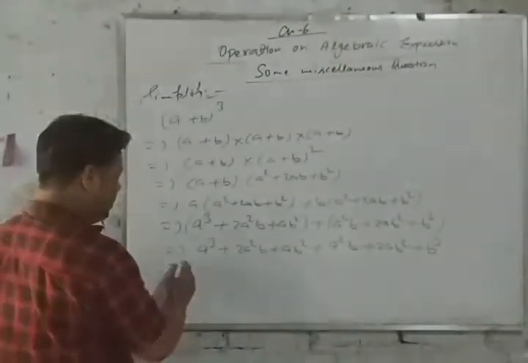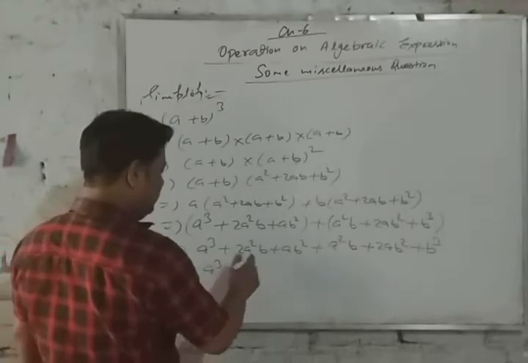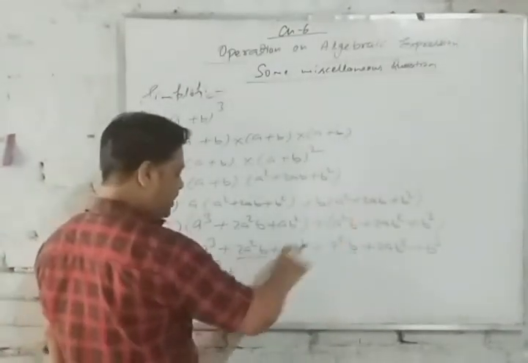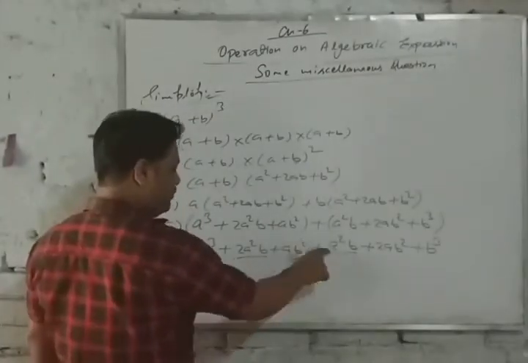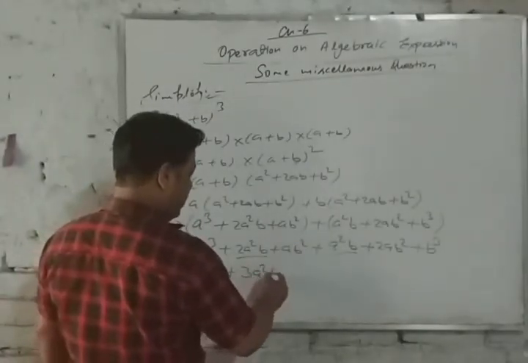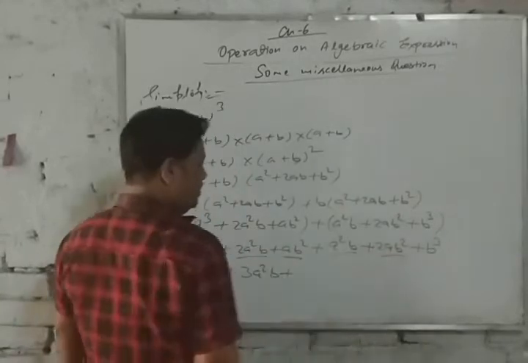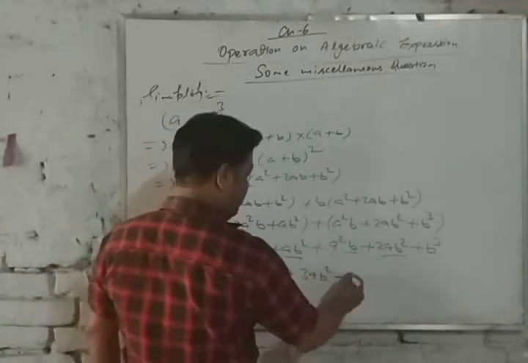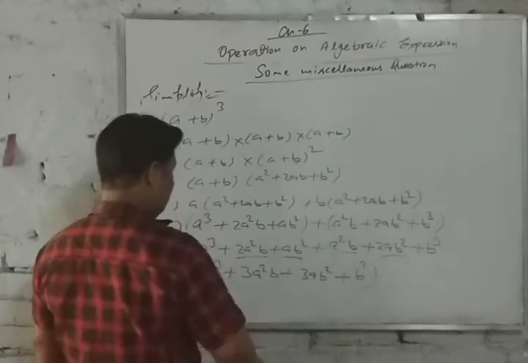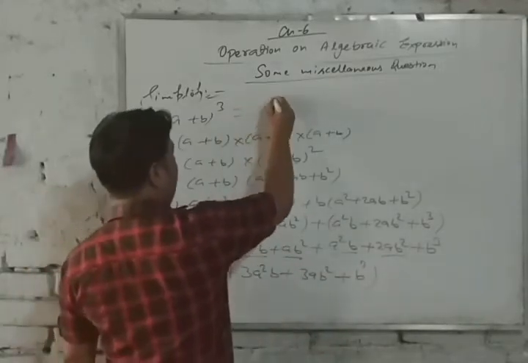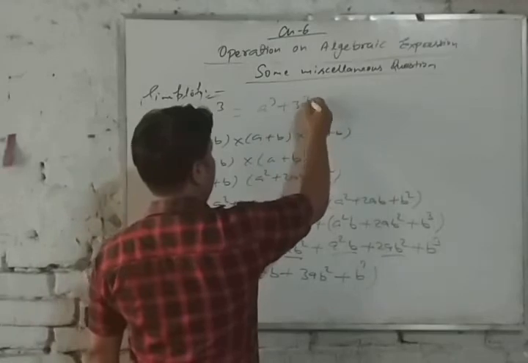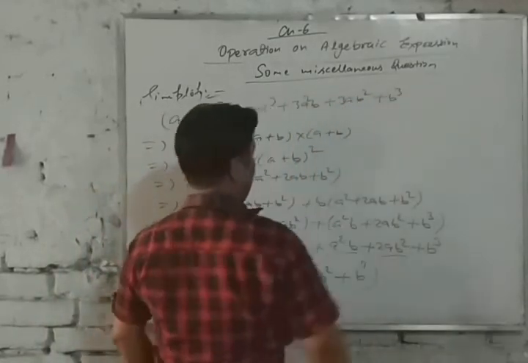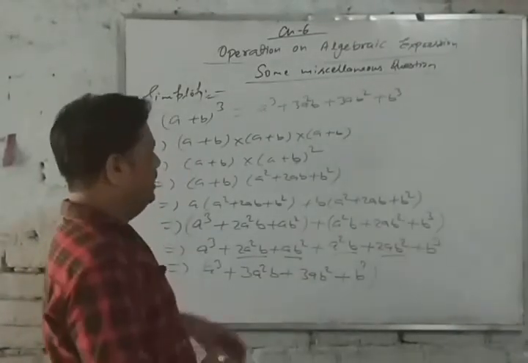Okay. Now the first term is a cube. Then 2a square b and a square b, all in plus, so we will add all. 2 plus 1, 3a square b. Again ab square and 2ab square, 3ab square, plus b cube. So we can say that (a plus b) cube is equal to a cube plus 3a square b plus 3ab square plus b cube. Okay. So this is the next identity.